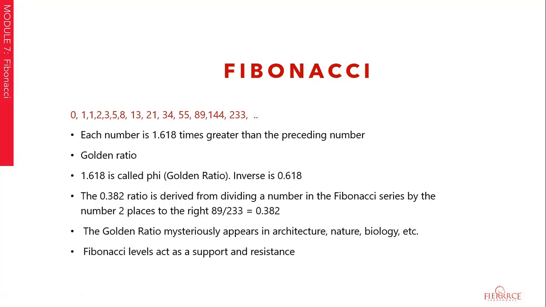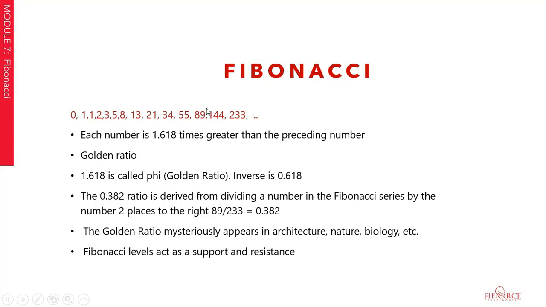Now, we also have another ratio. The golden ratio is one of the ratios that emerge from these numbers. And something else that emerges is the 0.382 ratio. Now, there are obviously many ratios, but these are the significant ones that I'm mentioning, 1.618 and 0.382. These are derived from dividing a number in the Fibonacci series by the number 2 places to the right. So for example, 89 divided by 233 gives you 0.382.